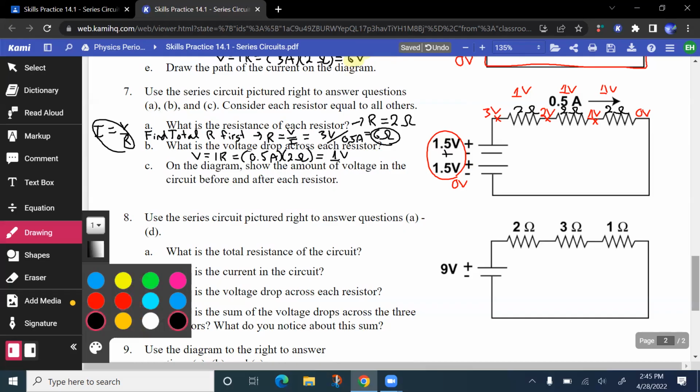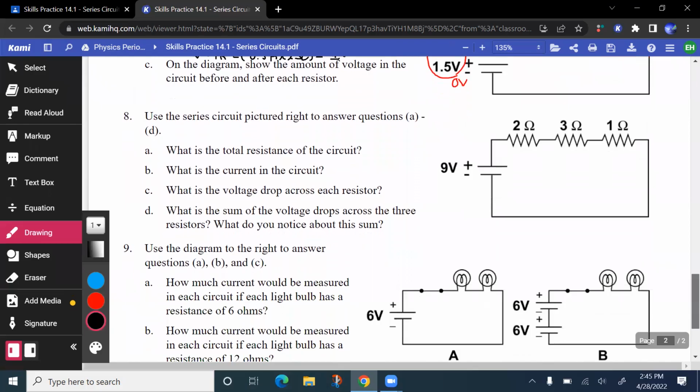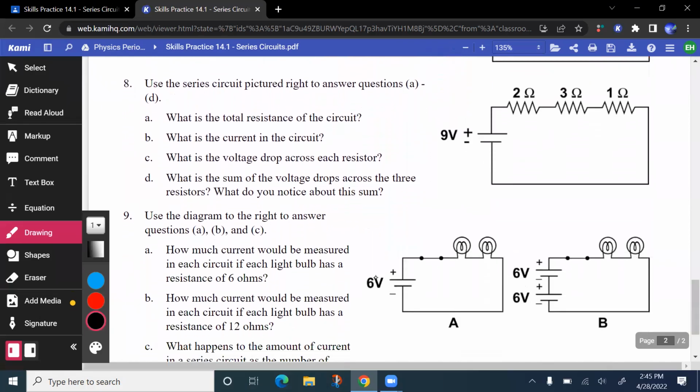Number 8, use the series circuit pictured to the right to answer questions A through D. What is the total resistance of the circuit? Add them up. Total resistance of the circuit in this case would be 6 ohms.